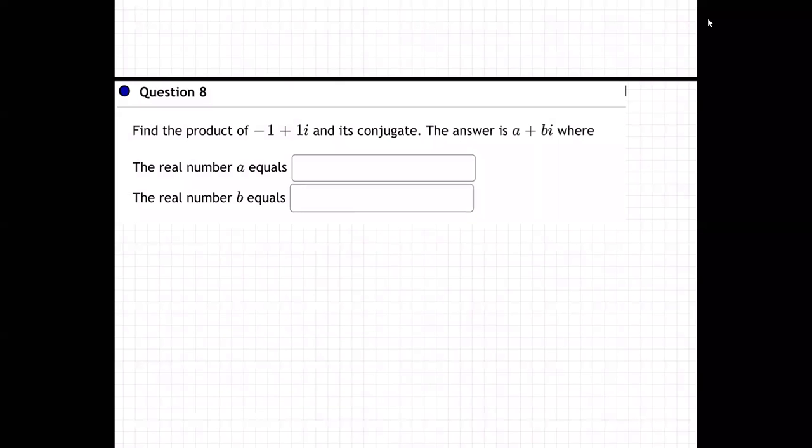Okay, so on this one, they're talking about a complex number and its conjugate. Let me make mine a little more interesting. I came out with a weird one. How about -2 plus 3i? That'll be more interesting. So I've got a complex number, and then they ask for its conjugate.